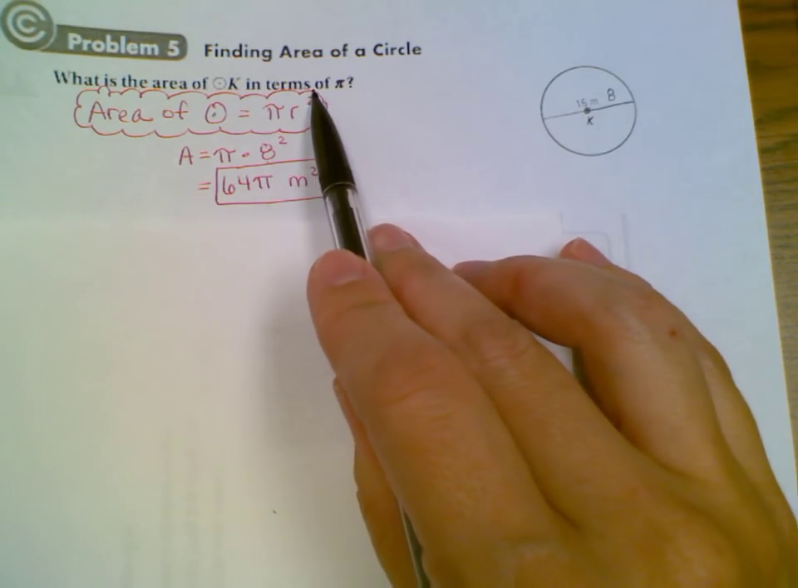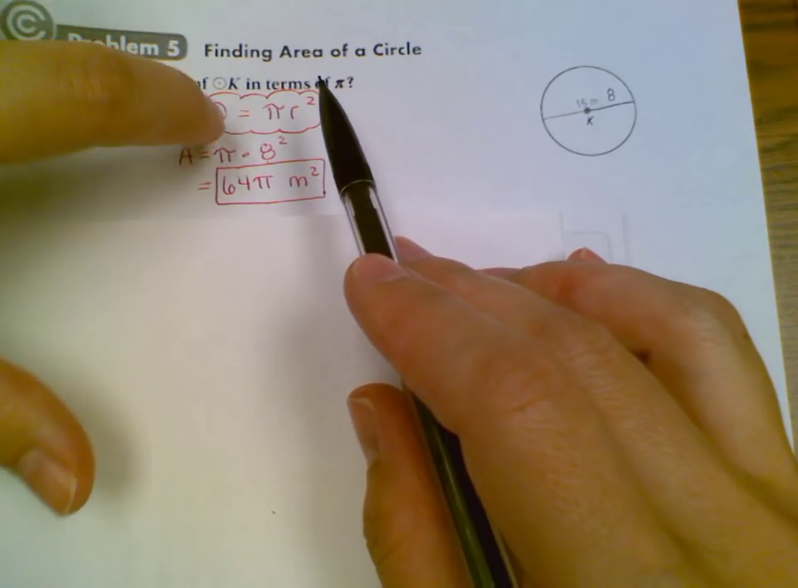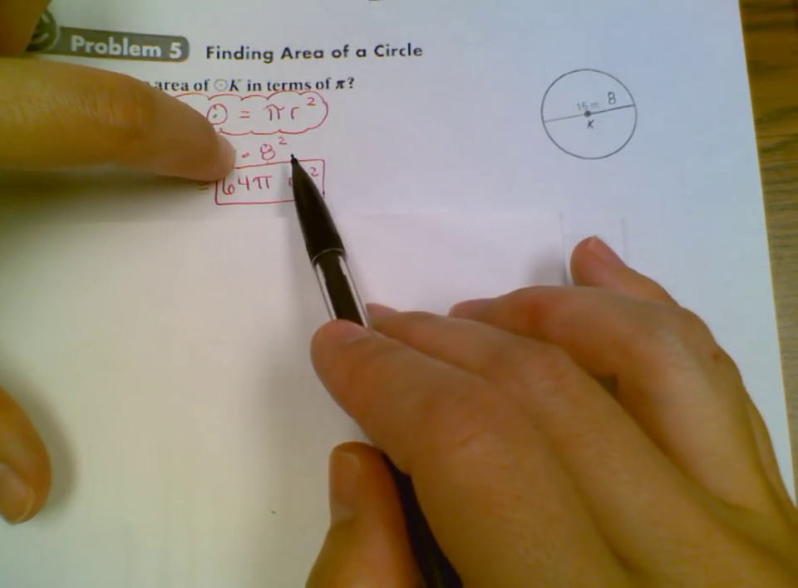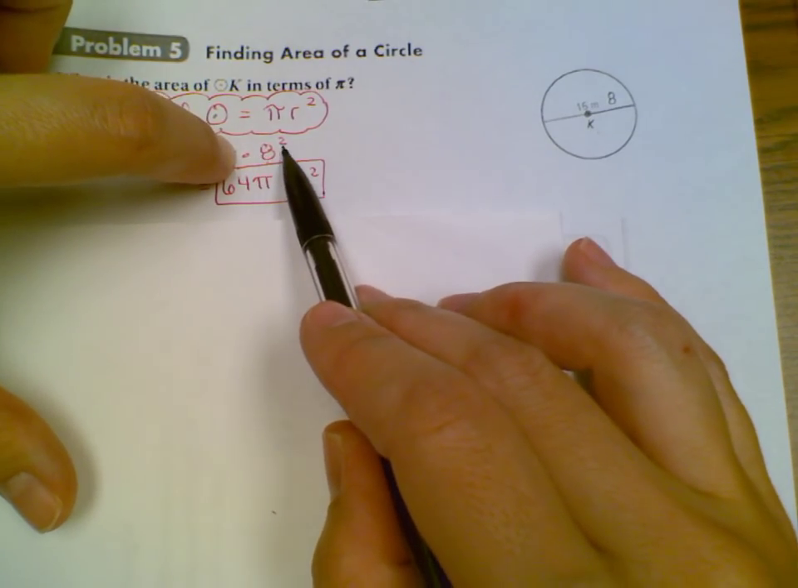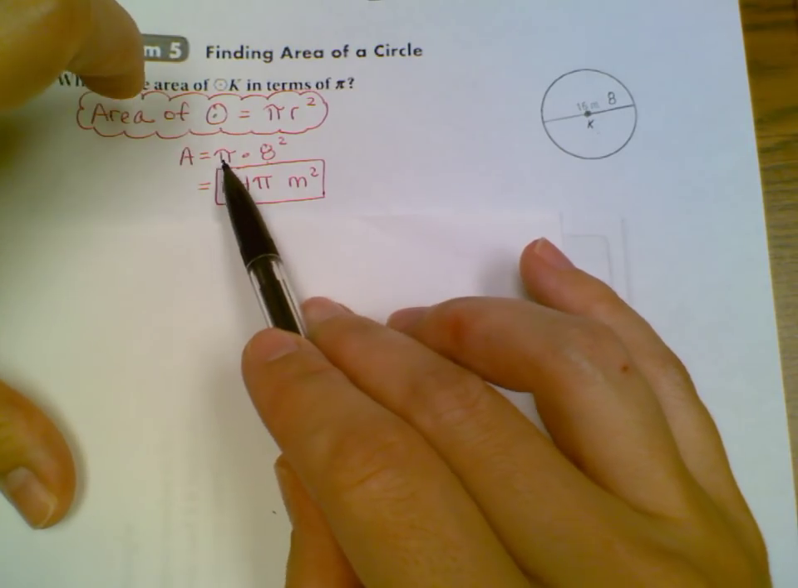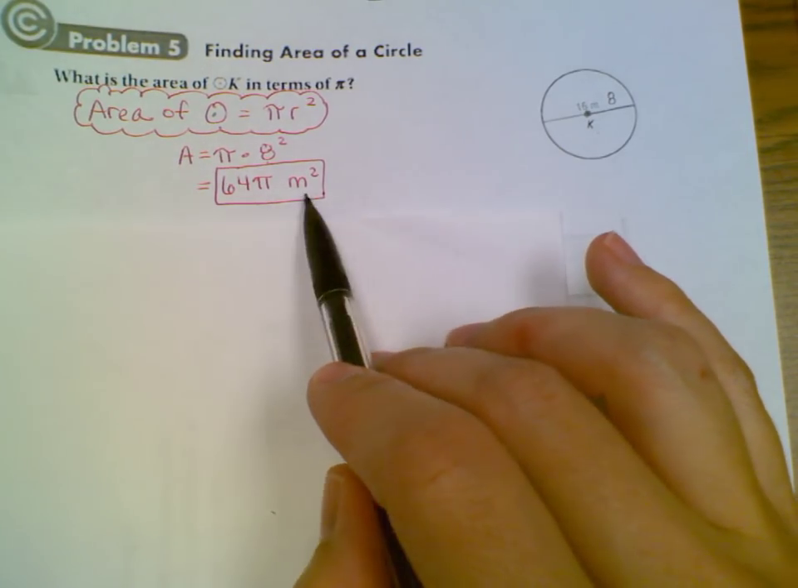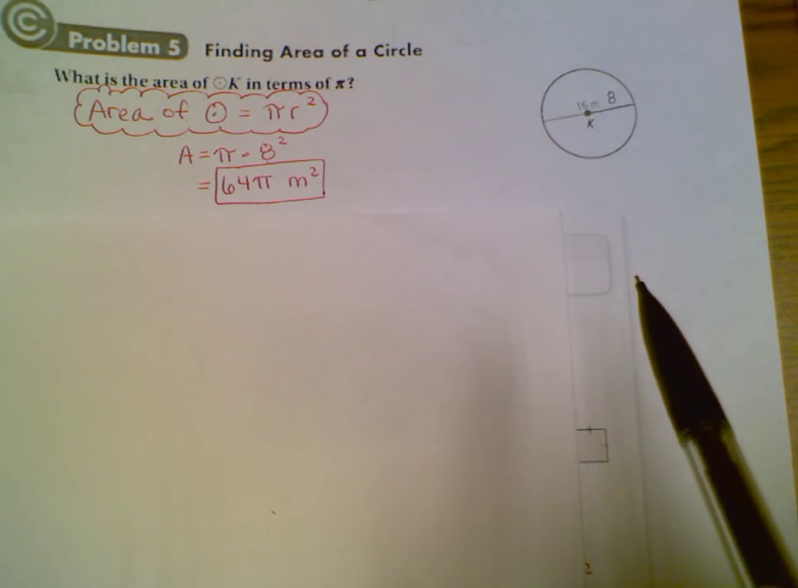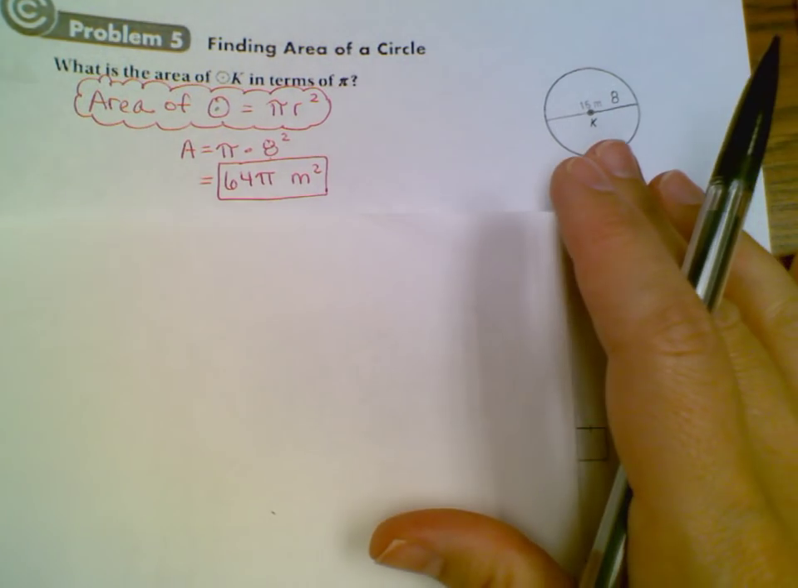This does ask me to leave it in terms of pi, so I'm going to cover up the pi and do any simplifying that I need to. So I would do 8 squared, which is 64, and then tack on my pi at the end and put on my label. So the area of this circle is 64 pi meters squared.